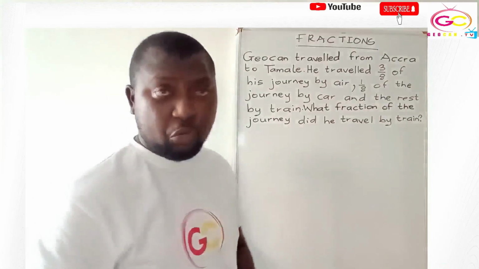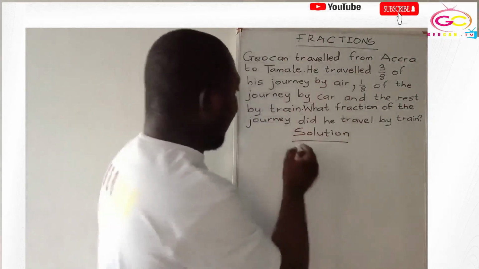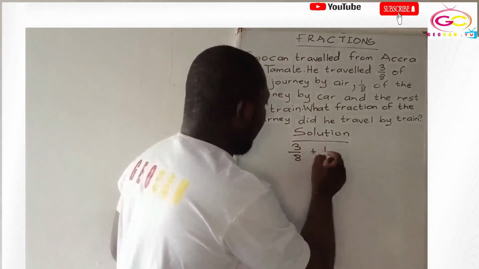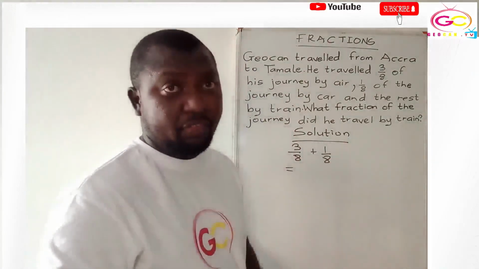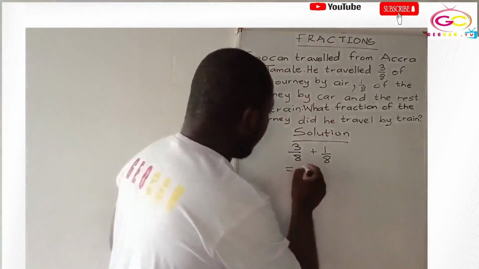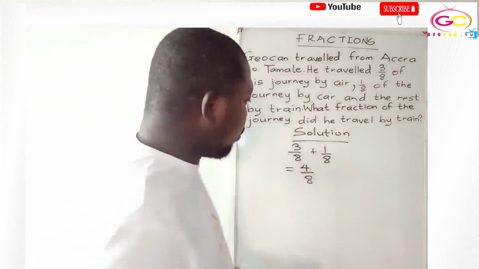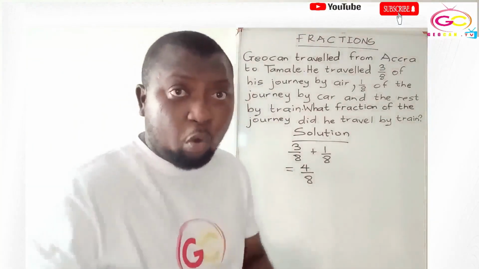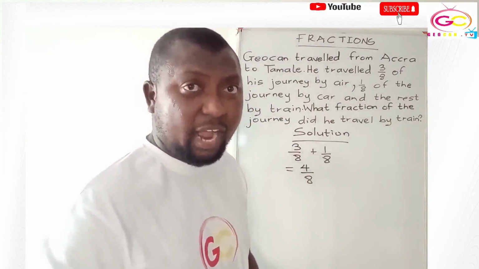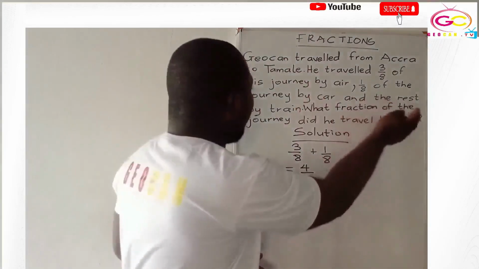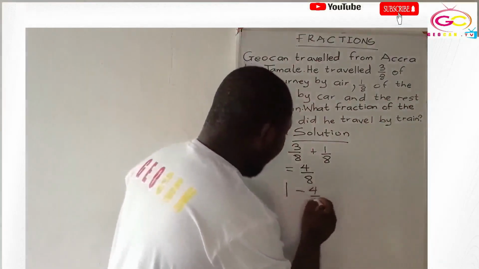Good. So let's have our solution here. Solution simply means how you solve it. So we can add 3/8 plus 1/8. Since they have the common denominator, we just add the numerators. So you have 4/8. Now we can subtract the 4/8 from the whole journey, which is 1. And that will give us our answer, the journey he did via train, because the question says the rest by train. So we have 1 whole number minus 4/8.